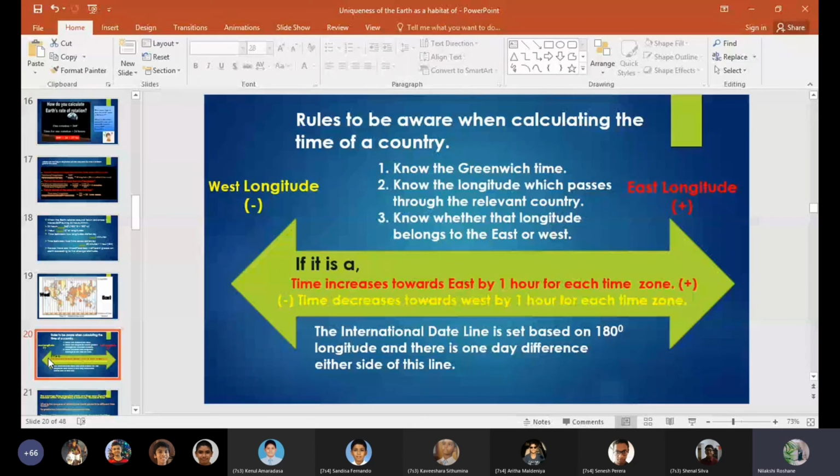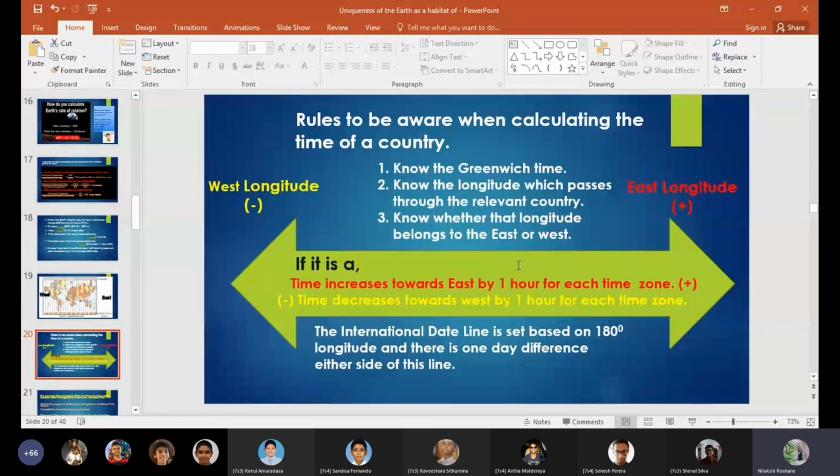So if it is west, what you have to do? Time decreases towards west by 1 hour for each time zone. So a time zone equals 15 longitudes. And in eastern longitudes, time increases toward east by 1 hour for each time zone. So this you have to remember: the time increases towards east by 1 hour for each time zone, and decreases toward west by 1 hour for each time zone.